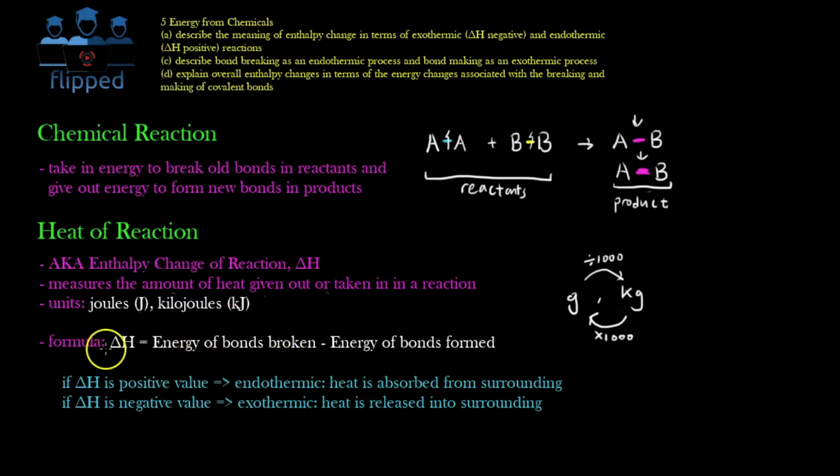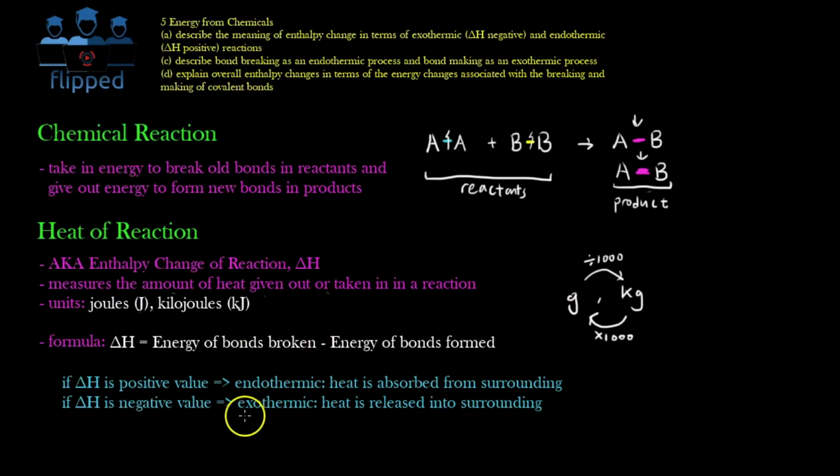So when we calculate this change in H, we get a value. If it is positive, it's called endothermic. Endothermic means heat is absorbed from the surrounding, and if it's a negative value, it's called exothermic. Heat is being released into the surrounding. How do I remember? Negative is released into the surrounding.